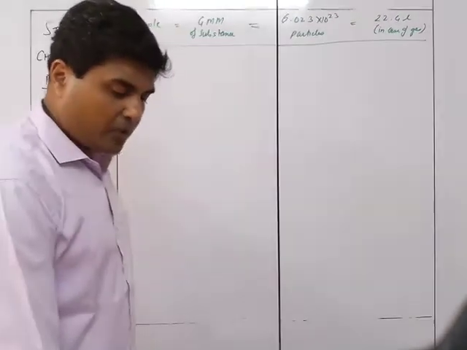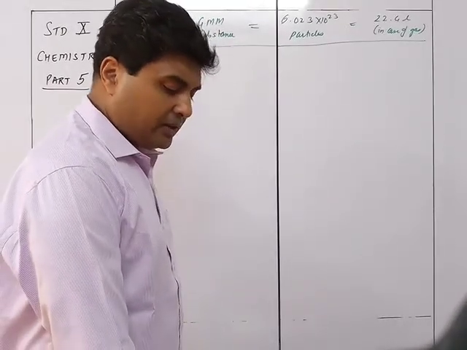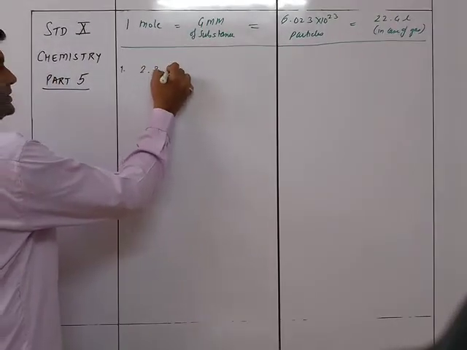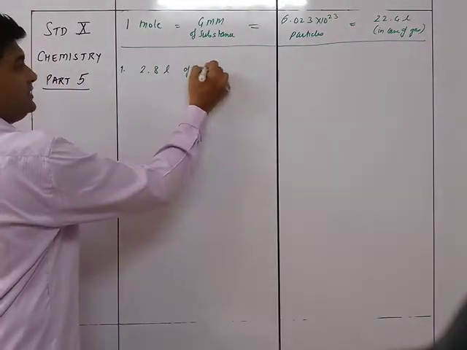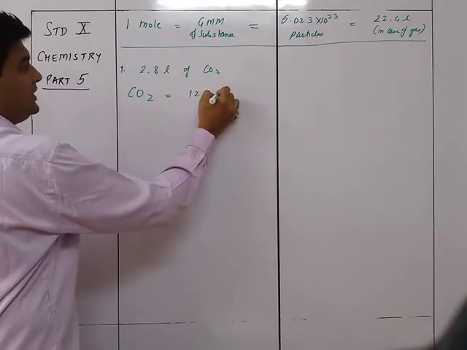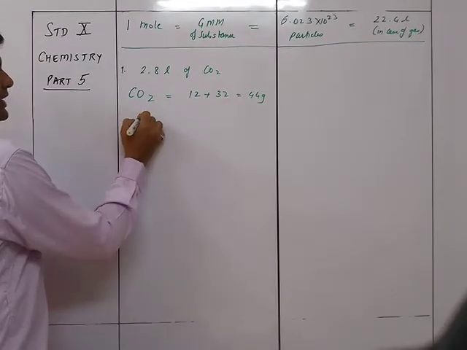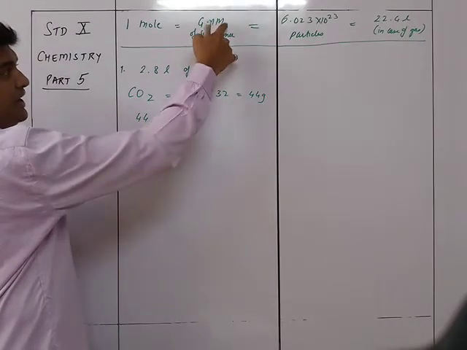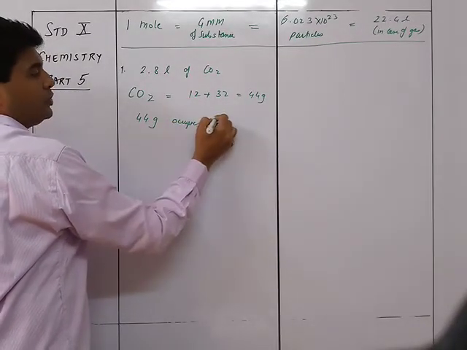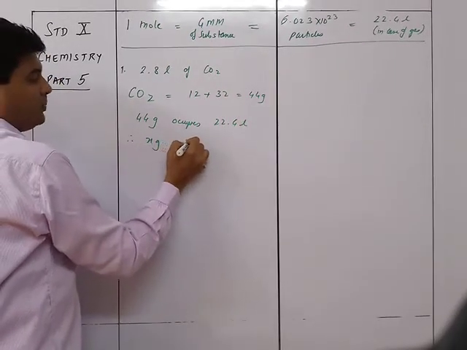We are doing the sums from Virabdala, page number 86, that is the additional sums. We start with the first one: the mass of 2.8 liters of CO2. CO2 is 12 plus 32, which is 44 grams. So we know that 44 grams, that is the GMM, occupies 22.4 liters.